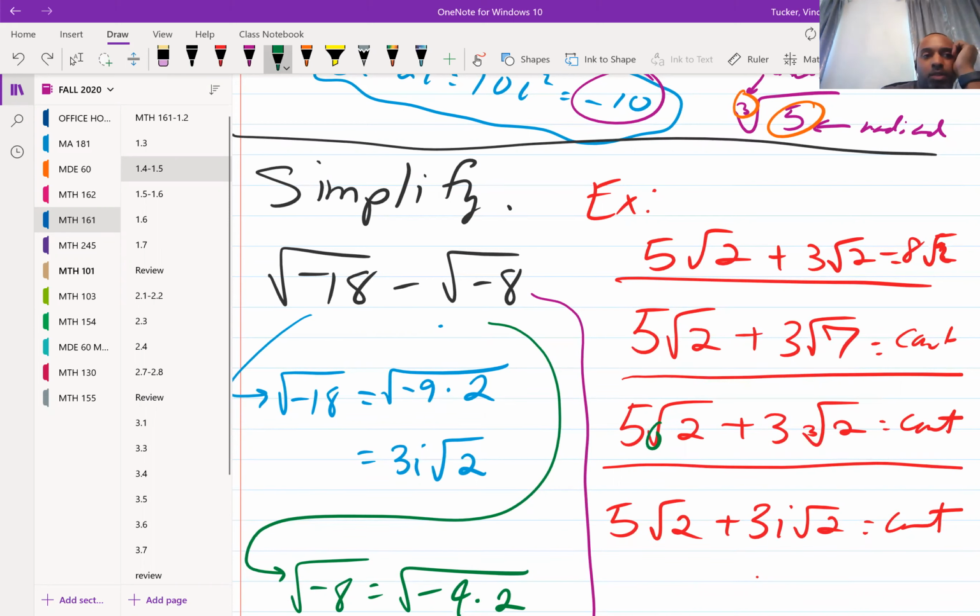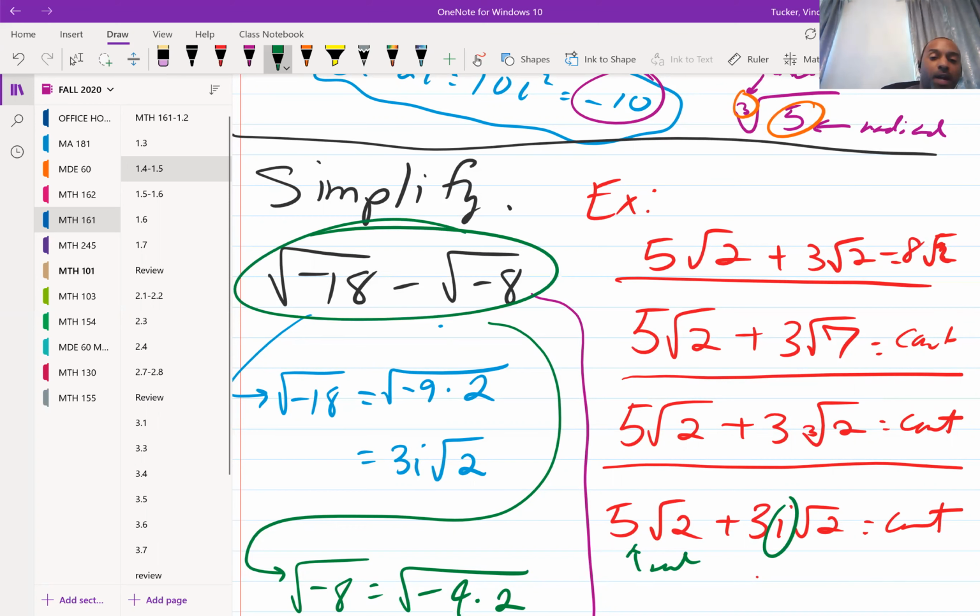Basically, we're talking about adding like terms. Everything has to be the same, other than the number that's sitting out front, completely out front, in order for us to add them together. And then here, what stops us from adding them together is the fact that this is imaginary and this is real. So you can't add those together. So when you look at a problem like this, you cannot simplify in its current state.